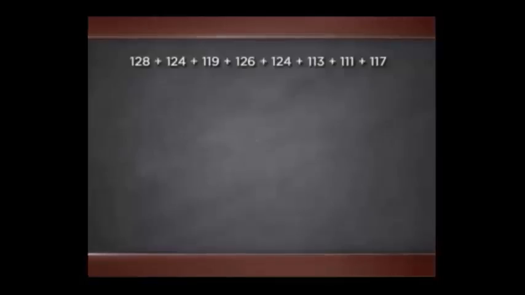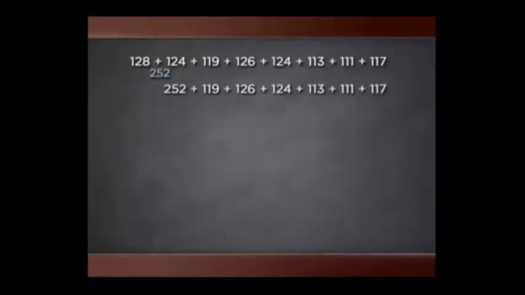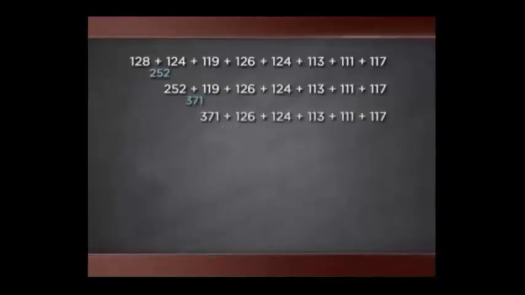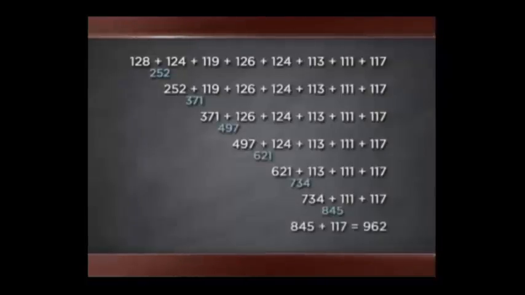Now you can go through those one pair of numbers at a time, if you will. For example, 128 plus 124 is 252. So the problem becomes 252 plus 119 plus 126 plus 124 plus 113 plus 111 plus 117. It's a lot of air to use to say all those things. And you can just keep marching left to right as you go through the calculations. And at the very end of all those calculations, you're going to find that the total sum of all the values in the list is 962.